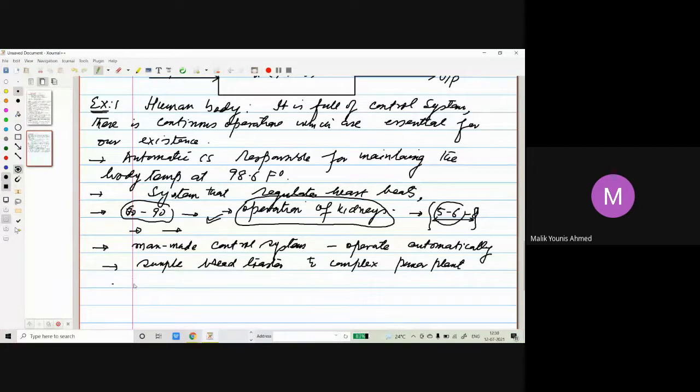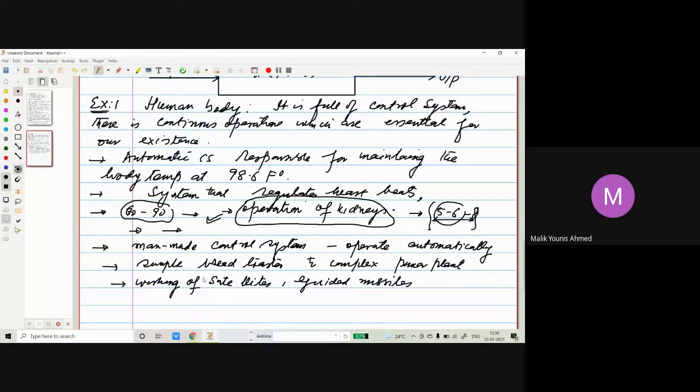Also the working of satellites, or guided missiles. Nowadays you have an arms race in the subcontinent and even in the wider world of guided missiles. These are all man-made automatic control systems.